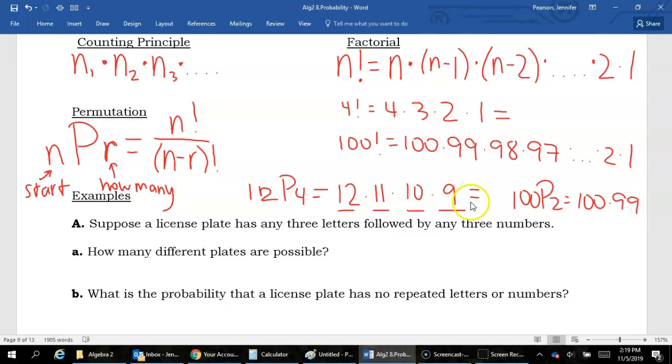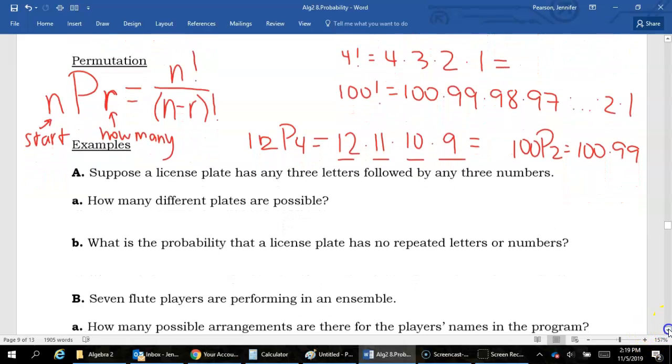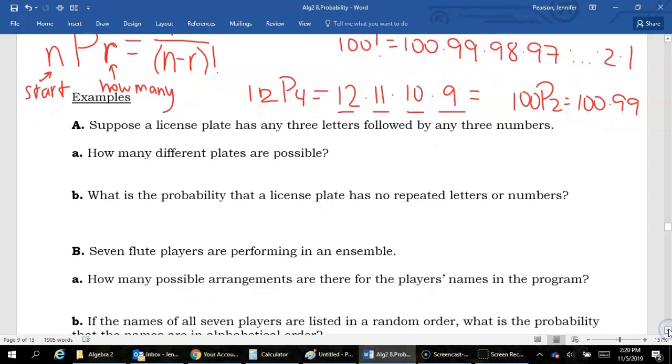Example A says, suppose a license plate has any 3 letters followed by any 3 numbers. How many different license plates are possible? So we are looking at the counting principle for this. I can have any letter, any letter, any letter, any number, any number, any number. So I can say, pick a letter, any letter. What I want to know is how many letters do you have to choose from? If you can pick any letter from A through Z, that means you can choose from 26. There are 26 possibilities for that space.